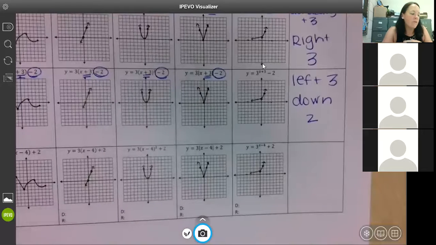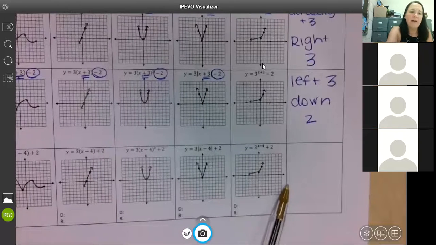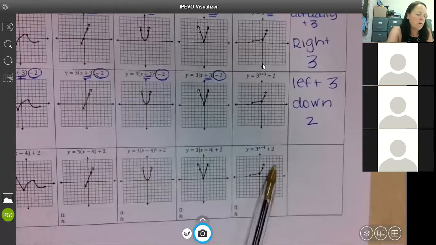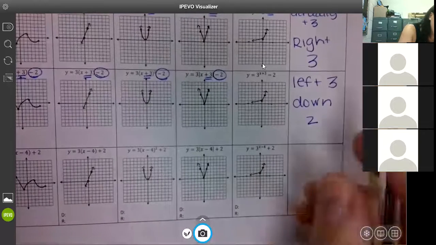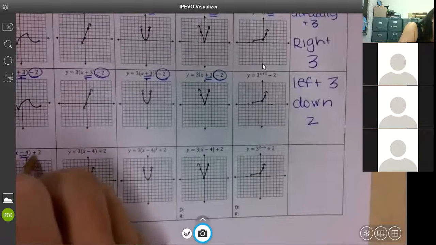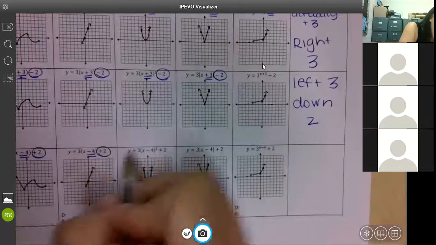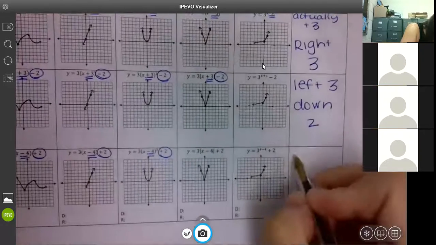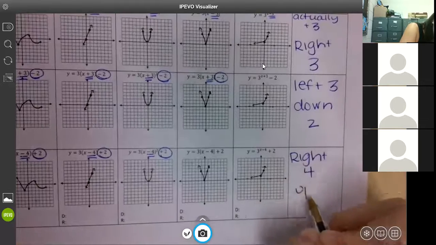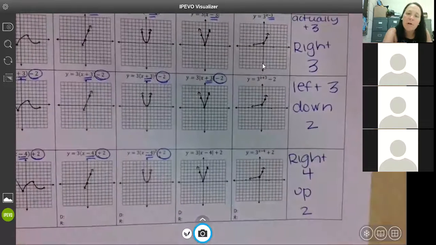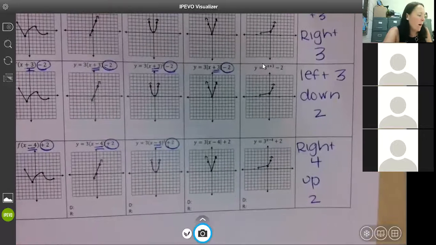So regardless of the graph, I don't even care about the graph right now. I want you to look at your equations and tell me what happened on your equations. What did it do? Moved right 4 and up 2. That's literally all you're doing. All right, so while we're here on this one, let's look at our domain and range.